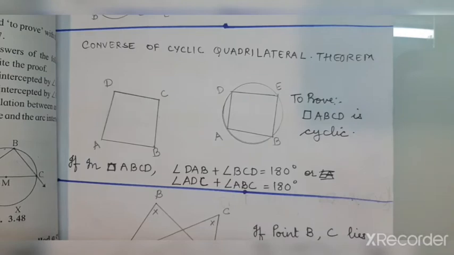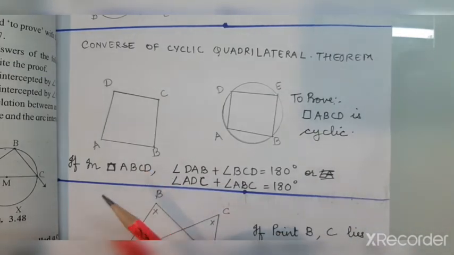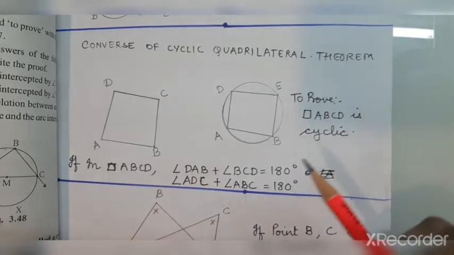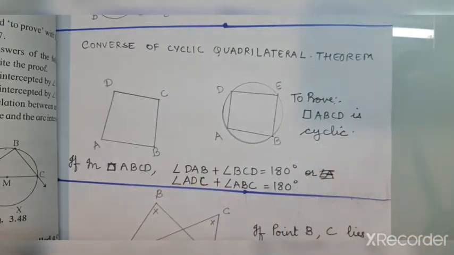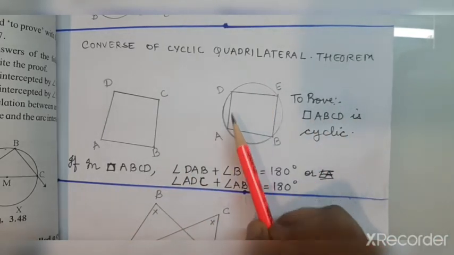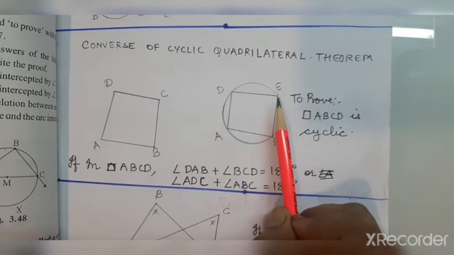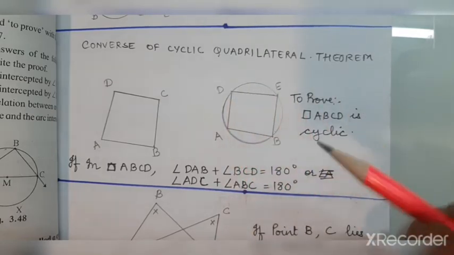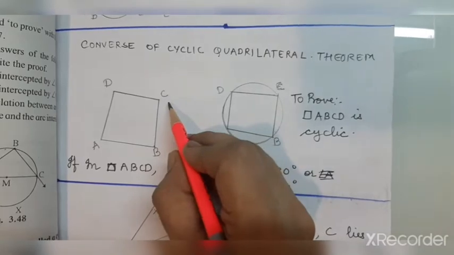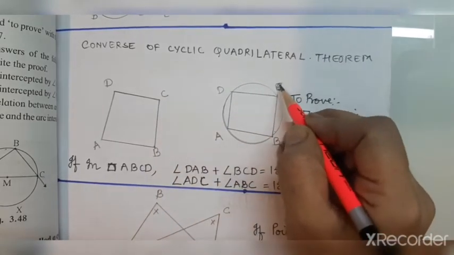After this is the converse of the cyclic quadrilateral theorem. Now what is the converse of cyclic quadrilateral? We have studied cyclic quadrilateral. What does the cyclic quadrilateral say? That given is A, B, C, D. Sorry, it should be C. I have written C here, so even this will be C.